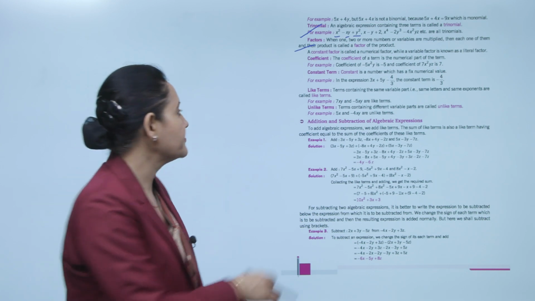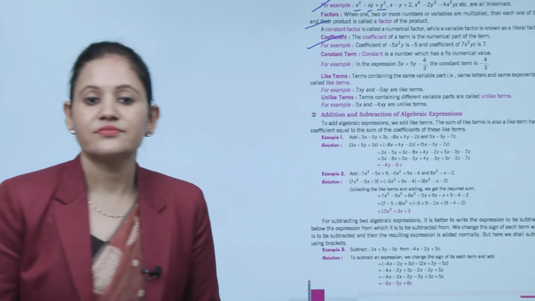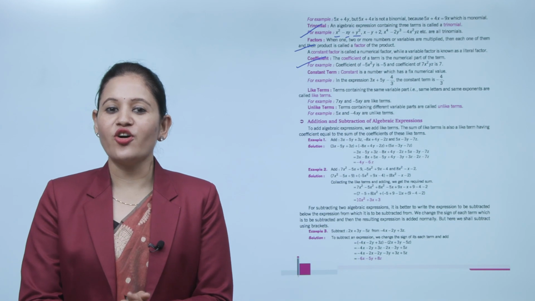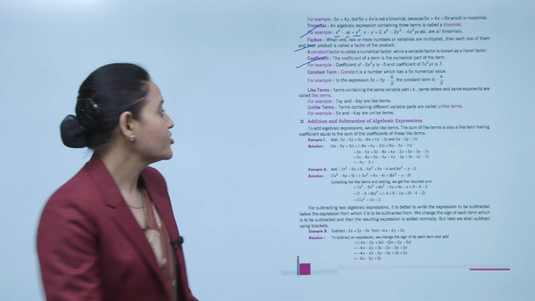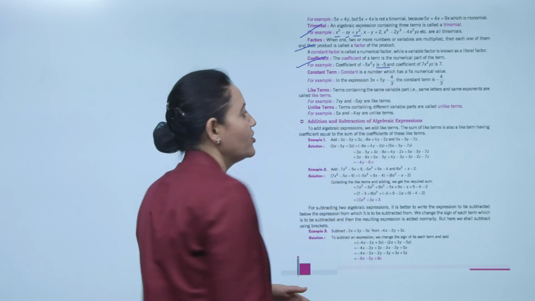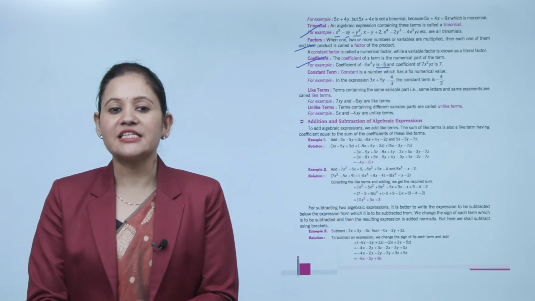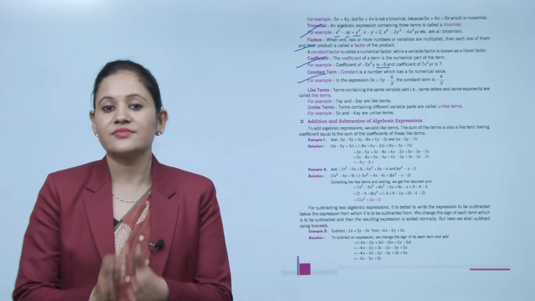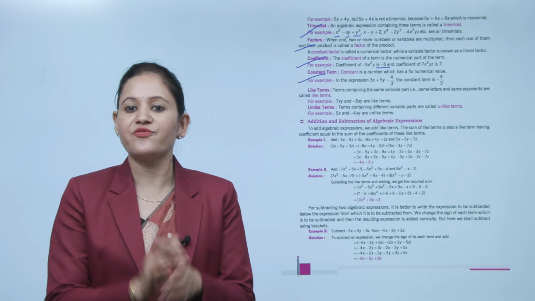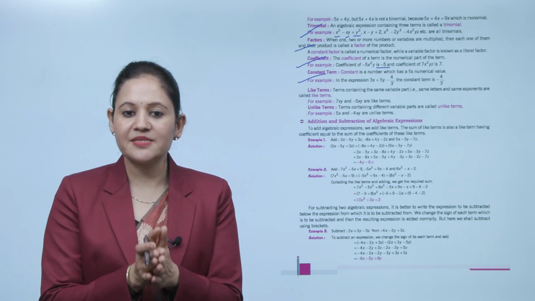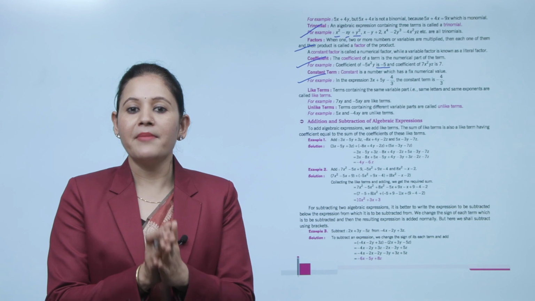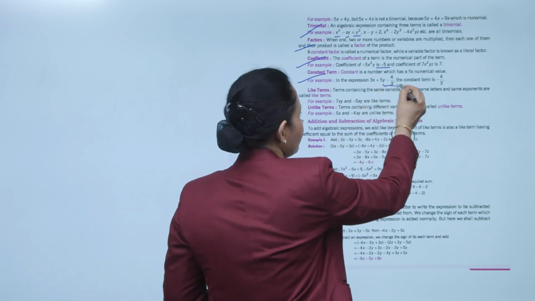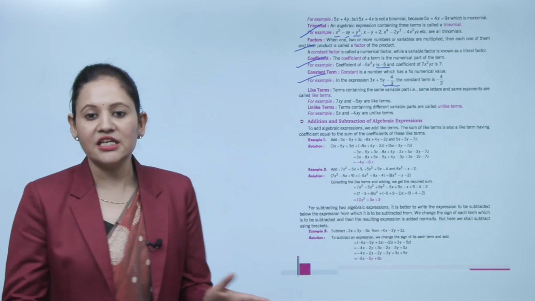Next is coefficient. The coefficient of a term is the numerical part of the term. For example, the coefficient of minus 5x square y. So the numerical part is minus 5. So it is the coefficient. Clear? Next is constant term. Constant is a number which has a fixed numerical value. For example, in the expression 3x plus 5y minus 4 upon 3, the constant term is minus 4 by 3 because it does not contain any variable.